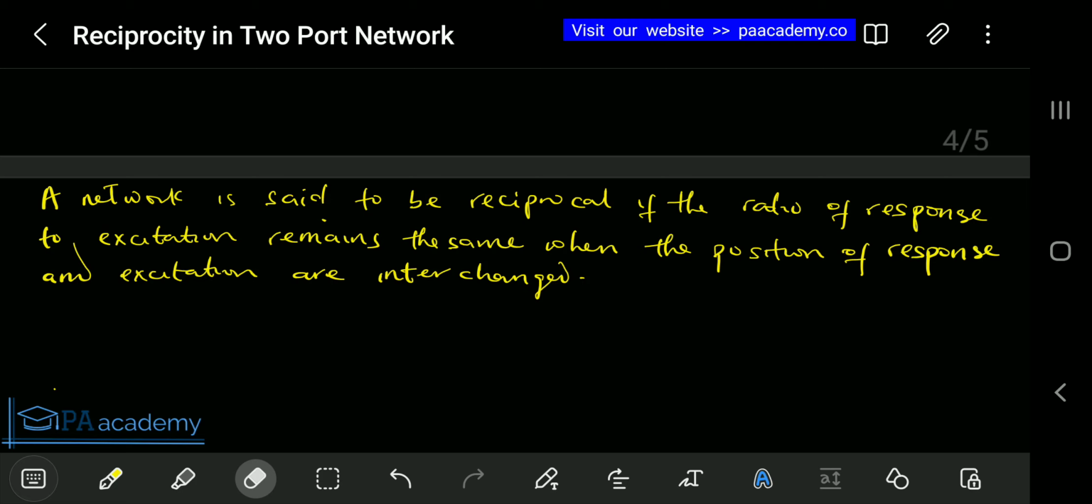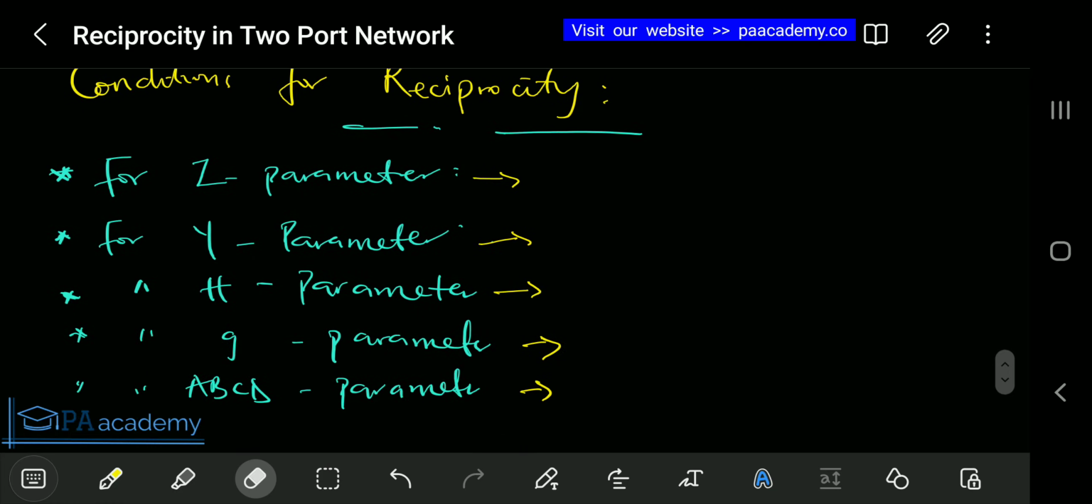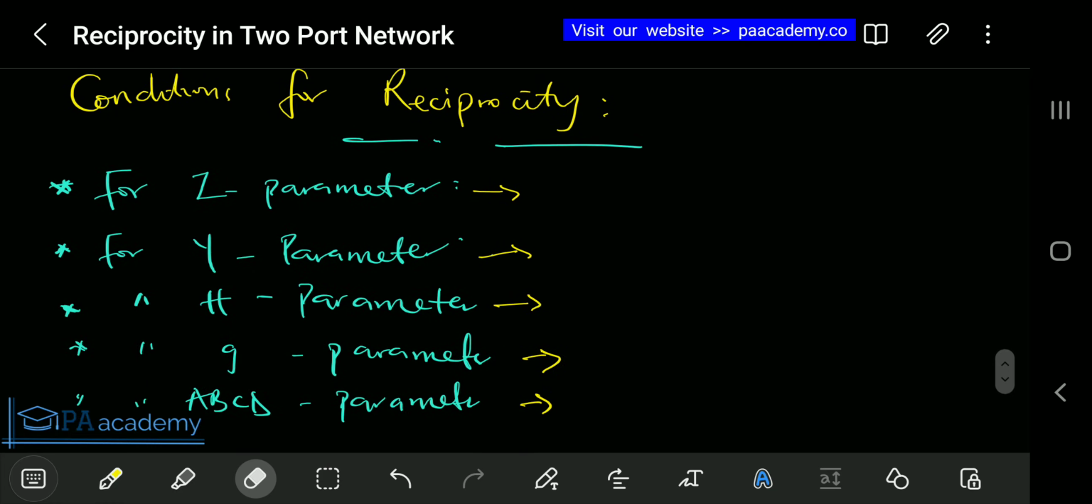A network is said to be reciprocal if the ratio of response to excitation remains the same when the position of response and excitation are interchanged. This is just the definition, but let me go through it again. When the positions of the response and the excitation are interchanged, the ratio of response to excitation remains the same. If you are to look at it mathematically, especially when you are asked to check if a particular two-port network is reciprocal or not, the conditions are different for each of the parameters.